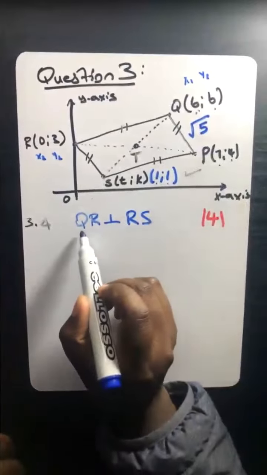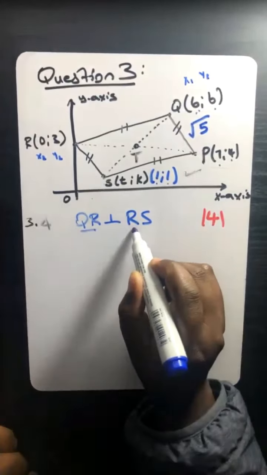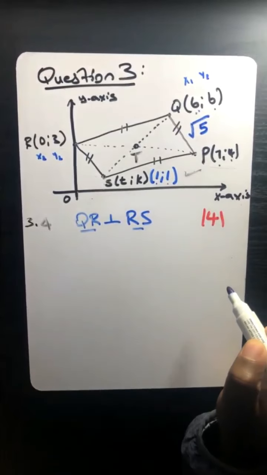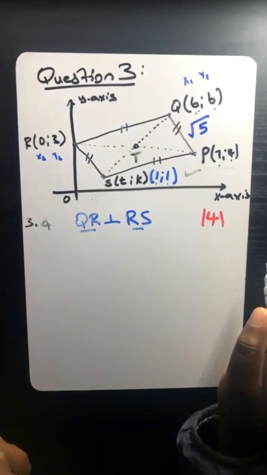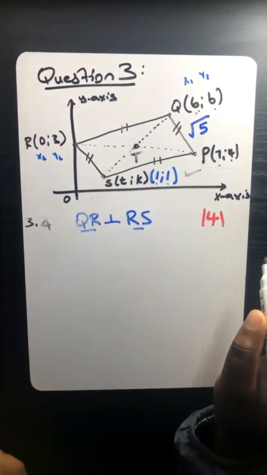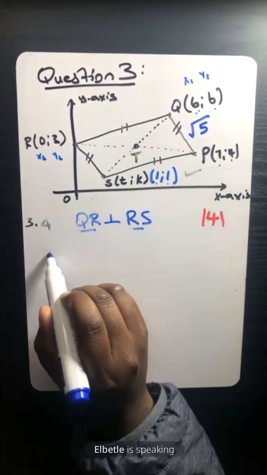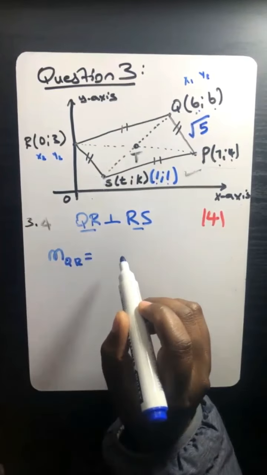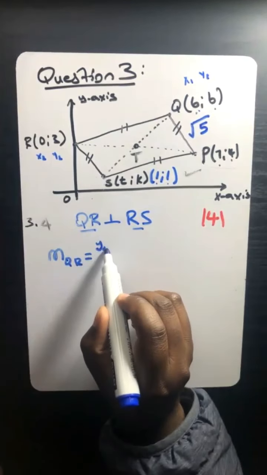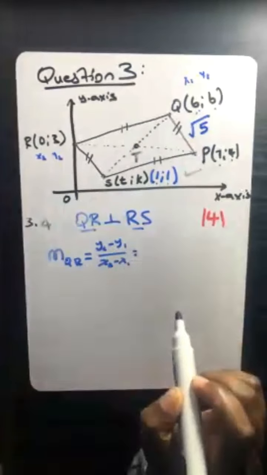She says we calculate the gradient of QR and also the gradient of RS. Then we multiply them. When we multiply those two, what are we expecting? It should be equal to -1. 100%. So let's quickly calculate the gradient of QR. We know it's y2 minus y1 divided by x2 minus x1.